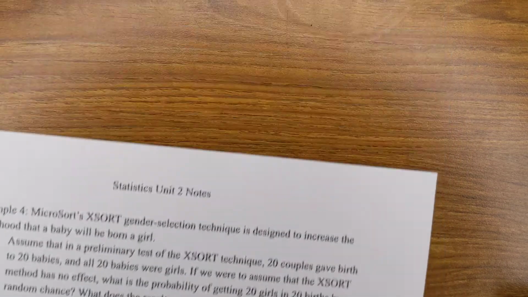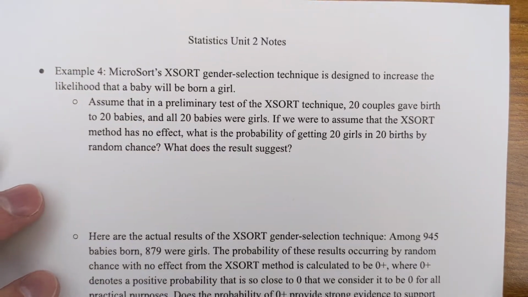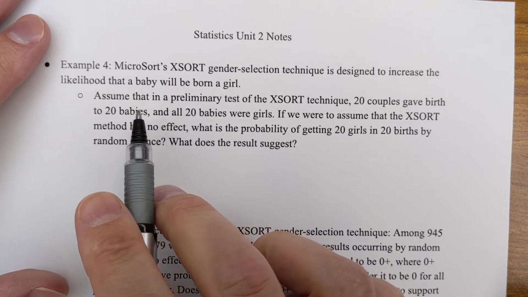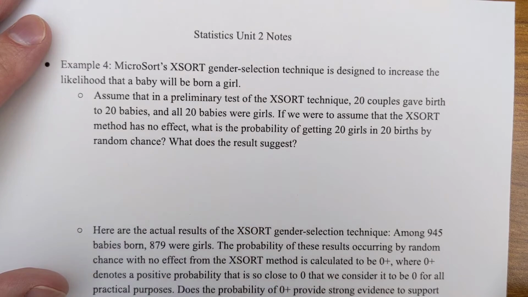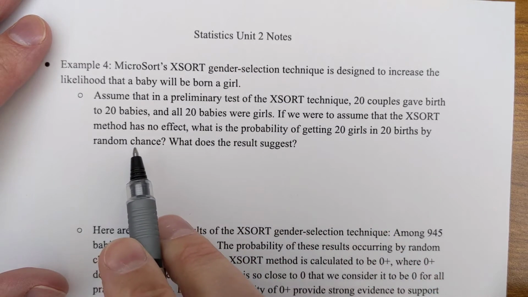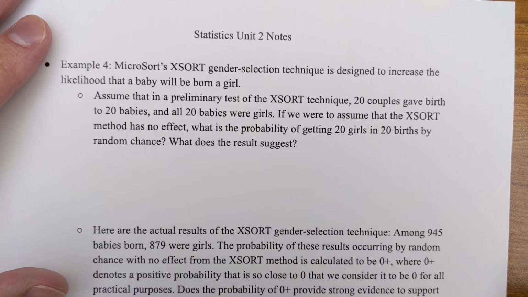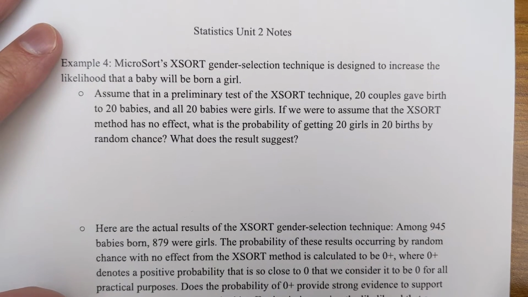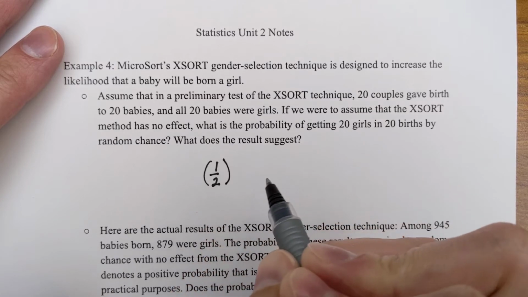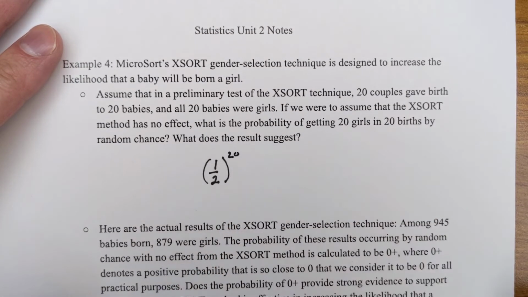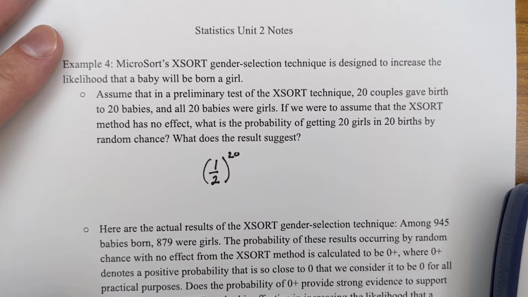Alrighty, which brings us, I believe, to the last page. Yep. Okay, so example 4, we're talking about the gender selection technique. 20 couples give birth to 20 babies, and all 20 babies are girls. If we're to assume that XSORT has no effect, what's the probability of that actually happening? So the trick to this is the likelihood of getting a girl, we'll call it 1/2. If we're doing this 20 times, instead of writing out 1/2 times 1/2 times 1/2, and so on and so forth, we can just raise it to the 20th because we're reading all 20 kids. So 1/2 to the 20th.